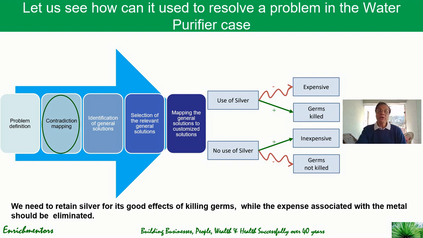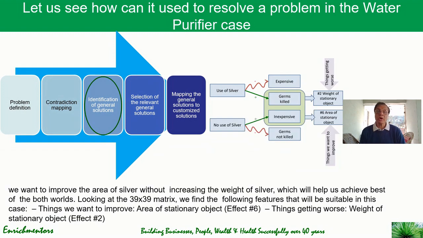Right. So having looked at that, how can we take it forward? We look at the contradictions in the 39 by 39 matrix, and we find what are the relevant contradictions that we can use to find the general solution and move forward in this process.